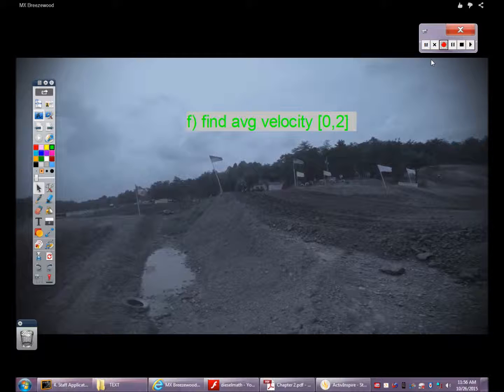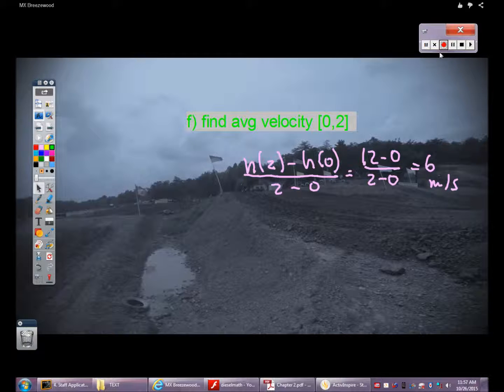Let's find the average velocity during the first 2 seconds that I'm in the air. Well, average velocity is the average rate of change, f of b minus f of a over b minus a. So in this case, h of 2 is 12, h of 0 is 0, divided by 2 is 6 meters per second. So I'm averaging a velocity, or averaging a speed of 6 during the first 2 seconds.